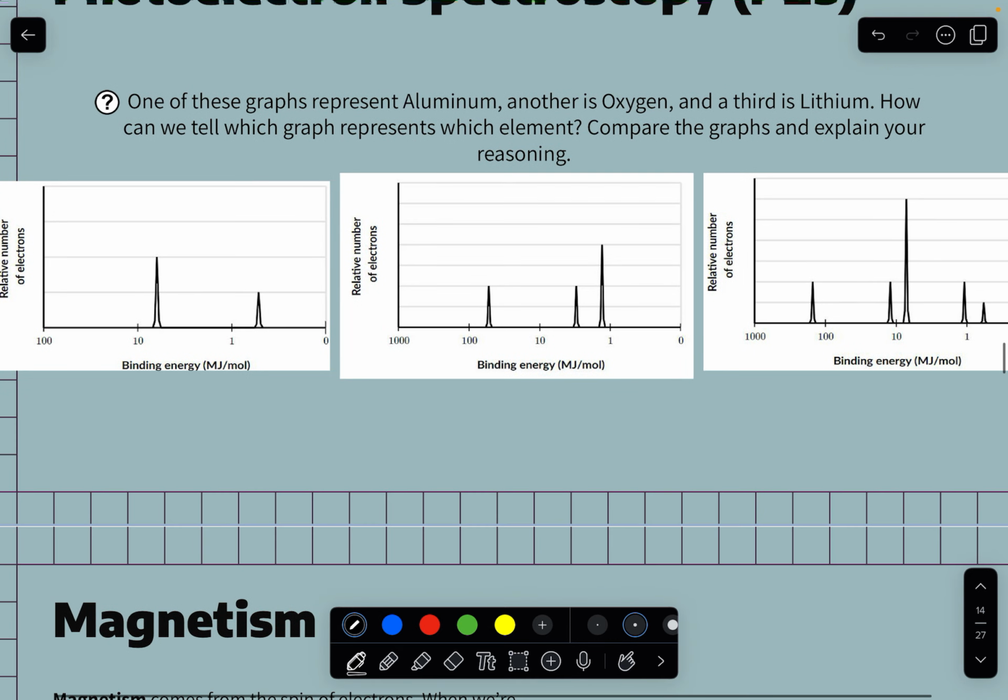So let's look at this question here. For this one, we have 3 PES, and they're not labeled, but we know we have aluminum, oxygen, and lithium. We have 3 spectra. We need to identify which graph goes with which element, and it says to explain our reasoning. Okay, so let's start with writing our electron configurations out for these.